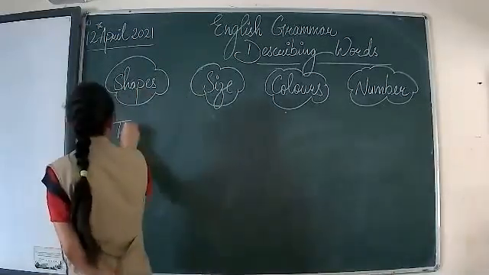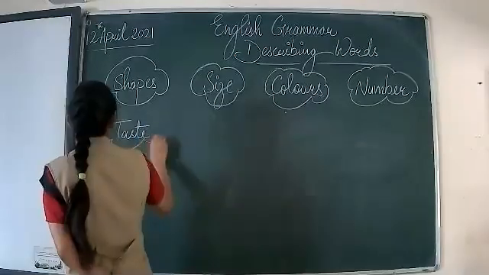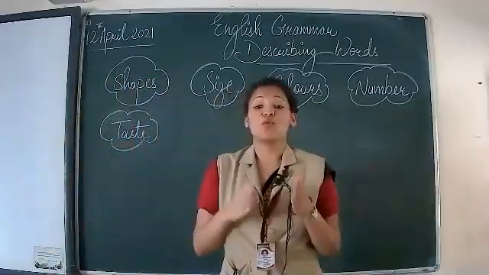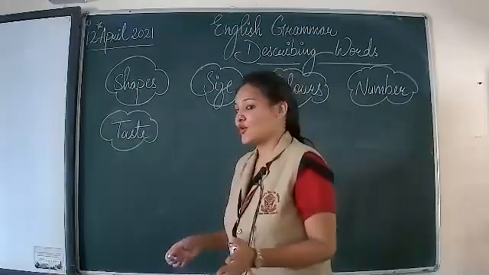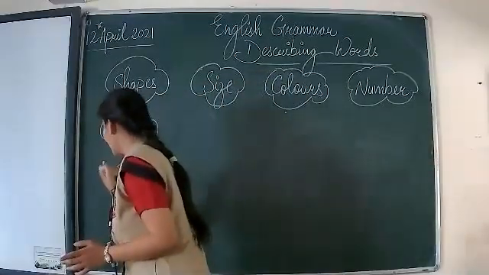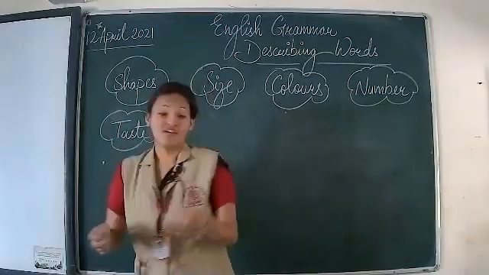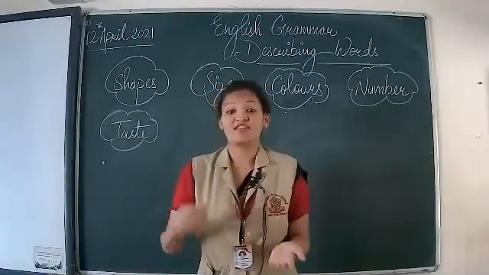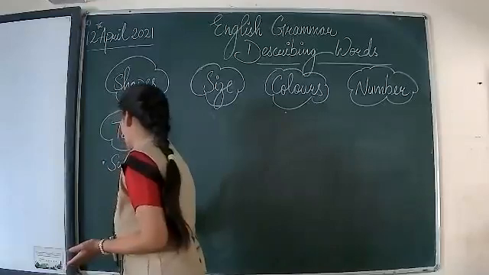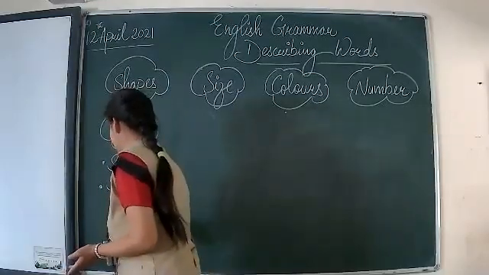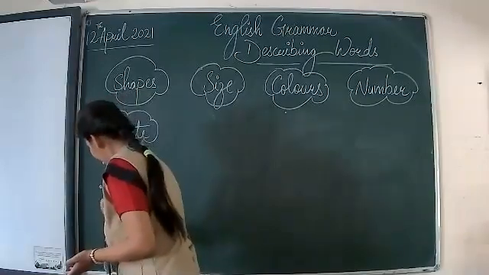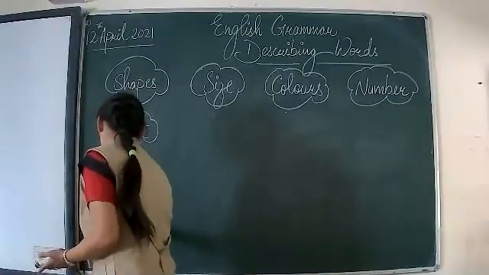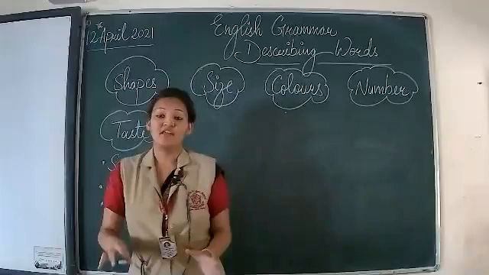Then comes another category, that is taste. Now you eat food. Now you want to say how yummy the food is. So how will you describe the food? It can be sweet, it can be sour, it can be bitter. What else? Sweet, sour. Then the food can be tasty as well, tangy, spicy. All these things will come in taste.